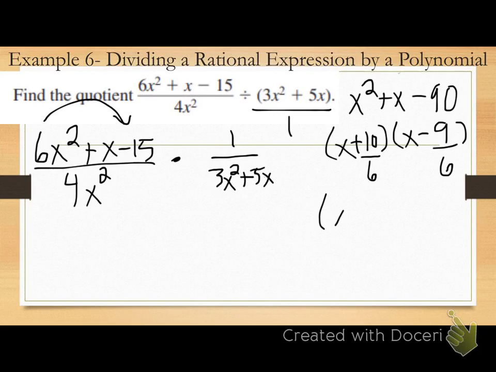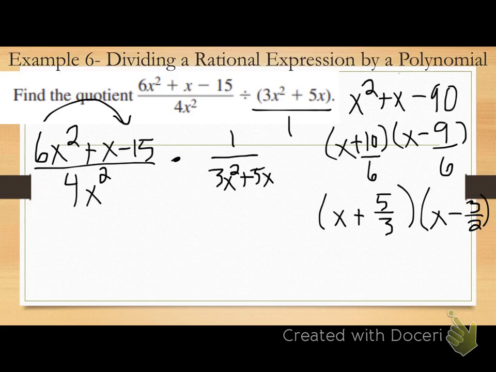Let's reduce these fractions. 10 over 6 reduces to 5 over 3. 9 over 6 reduces to 3 over 2. Everyone okay with that?